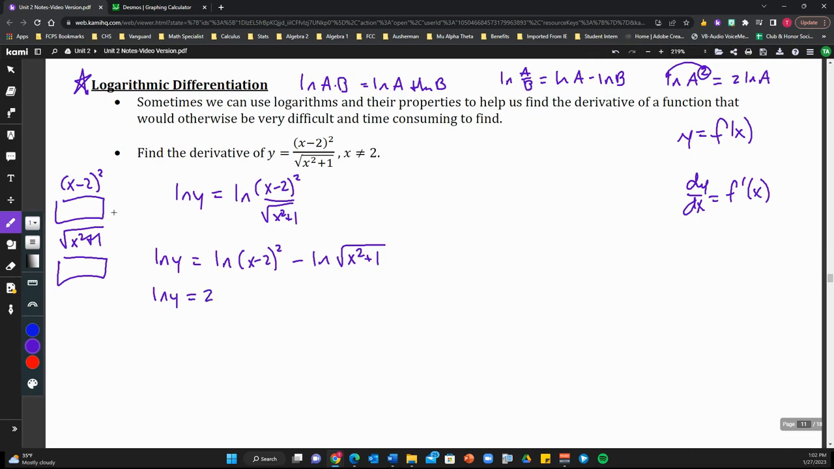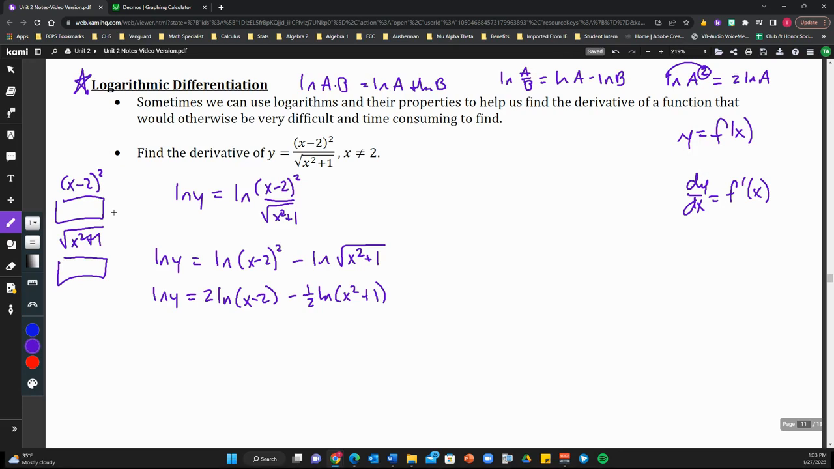The 2 comes down, so this is 2 natural log of x minus 2 minus, this square root is the 1/2 power, so that comes down in front as well. So we get 1/2 natural log of x squared plus 1. So now that everything is simplified, we've done a lot of algebra up to that point.